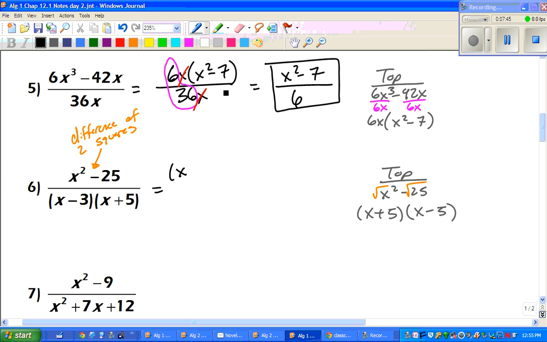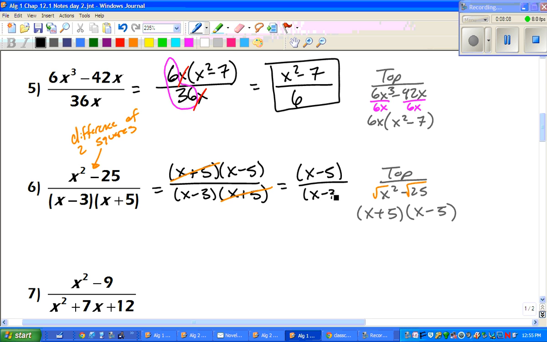So let's rewrite that so it looks nice. And is there anything that cancels out? The answer is yes. We can cancel out the x plus 5s. And then we're left with x minus 5 over x minus 3. And since those are only binomials, we do not need the parentheses there. Okay? And remember, we can't cancel the x's out because it's a binomial. They have to be 100% exactly the same.